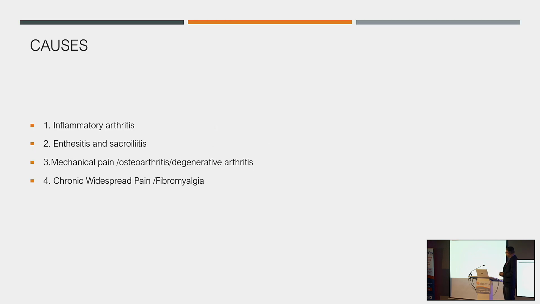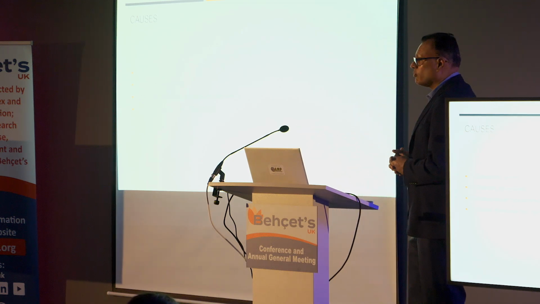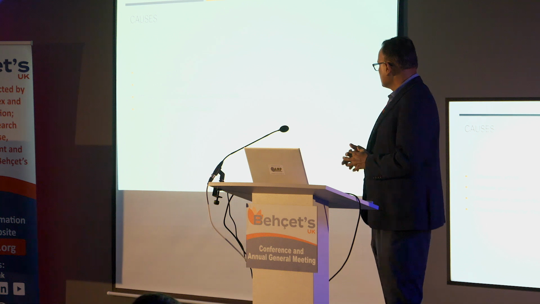So as you can see, these are the things which we see commonly in BEHÇET'S. The inflammatory arthritis, which means inflammation in the joints. Sometimes it's inflammation in the tendons or ligaments which attach to the bones. These are called enthesitis, although it's not very common, and sometimes sacroiliac joint pain. I'll come to the details as I go through.